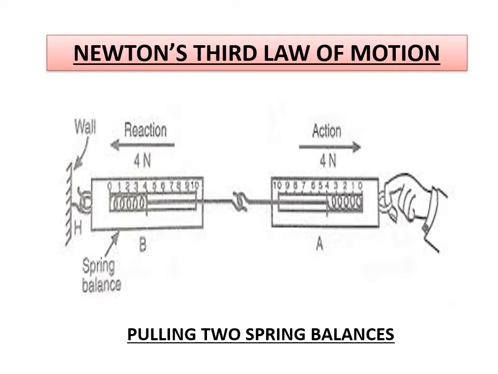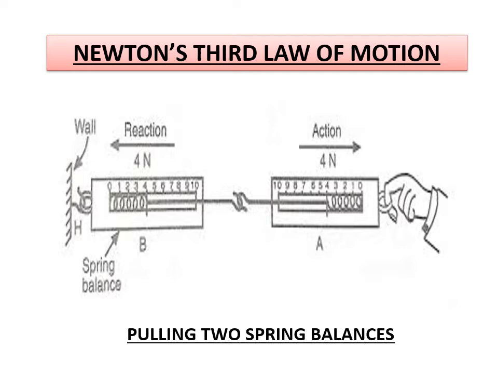The fixed end of the spring balance B is attached to a rigid support like a wall, and when a force is applied by pulling the fixed end of the spring balance A to the right side, both the spring balances show the same readings on the scales. The value mentioned in the picture is 4 newtons. That means the force exerted by spring balance B on A is equal in magnitude but opposite in direction to the force exerted by spring balance A on B.